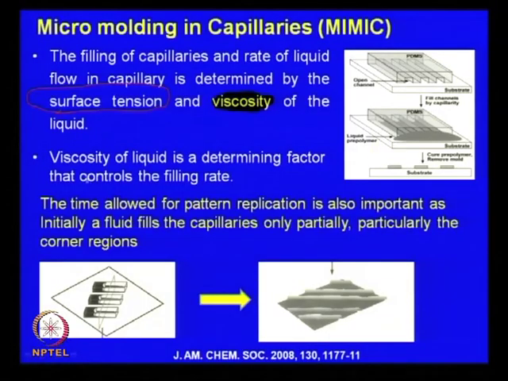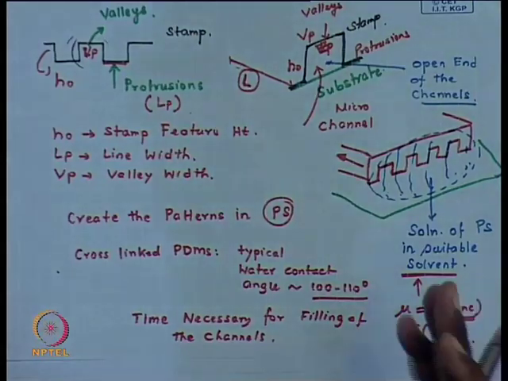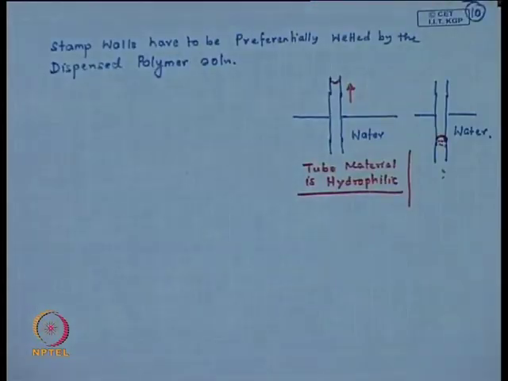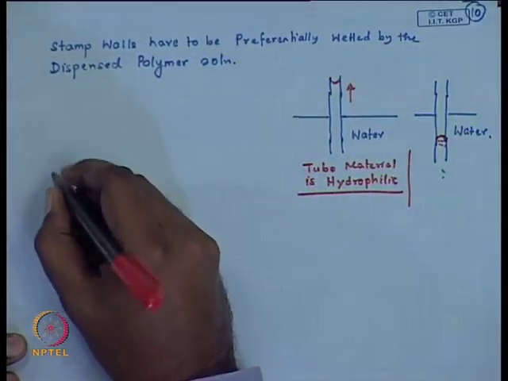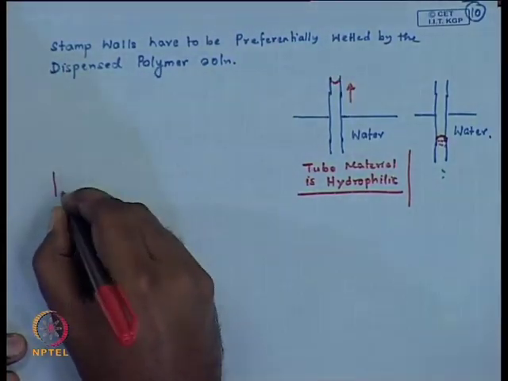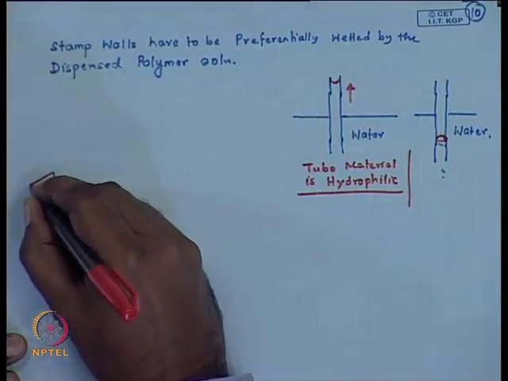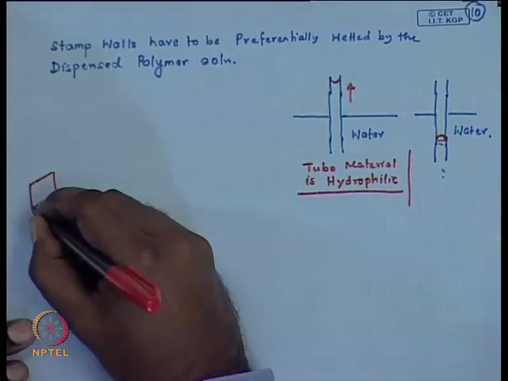So, it essentially controls the filling rate. The time allowed for pattern replication is also important, as initially a fluid fills the capillaries only partially. So, this is another important concept, that the filling is not uniform because of the edge effects. So, this is, let us say, one channel, let us say this is the channel.